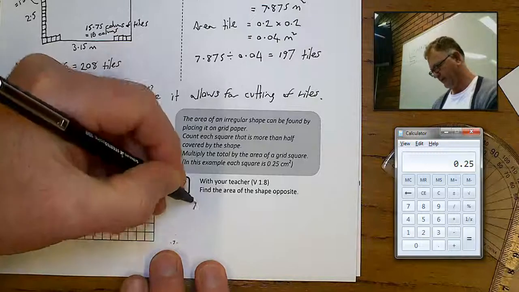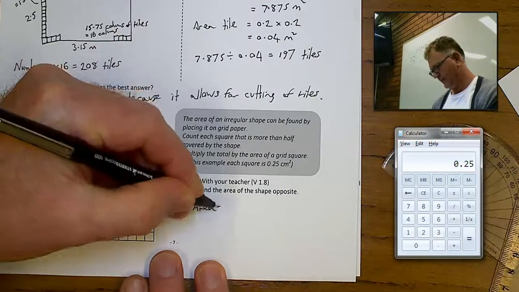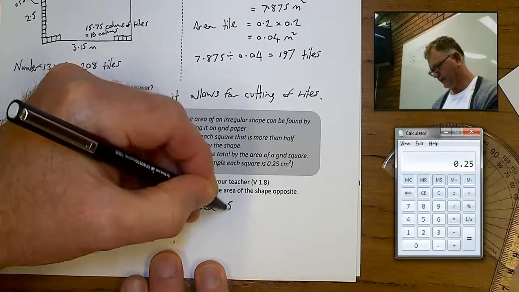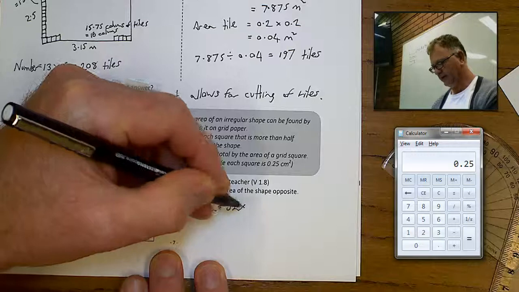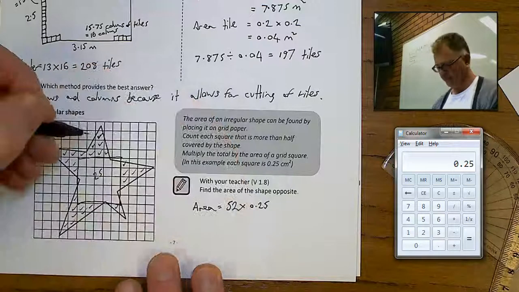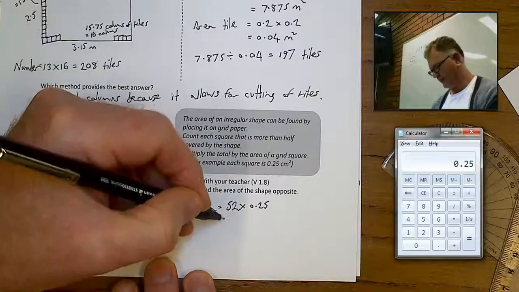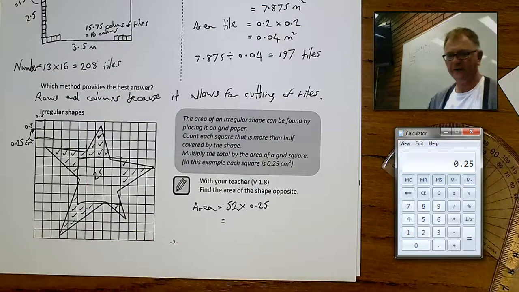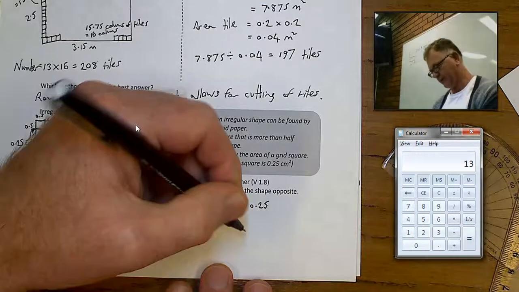So the area is going to equal 52 squares, but each square is 0.25 of a square centimetre. So we can now get out the calculator, and I've already got 0.25 on the screen, so times it by 52 squares to find out the area is 13 square centimetres.